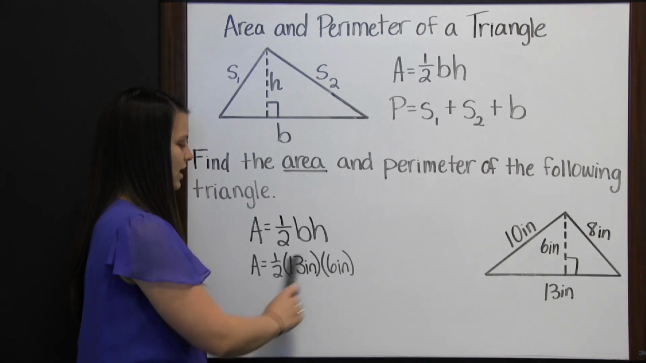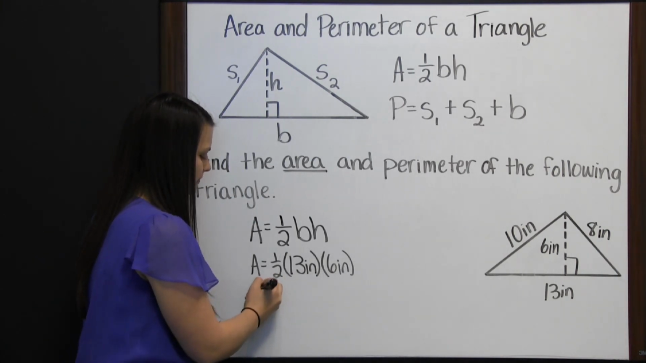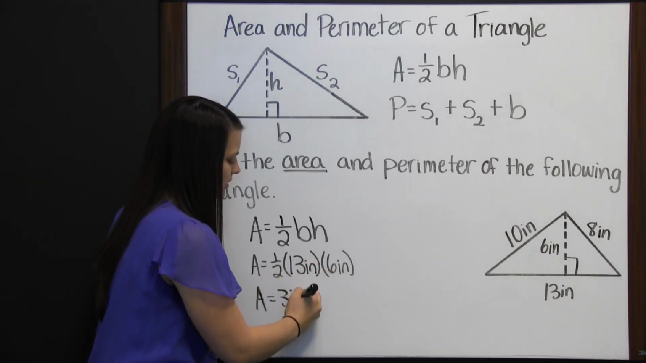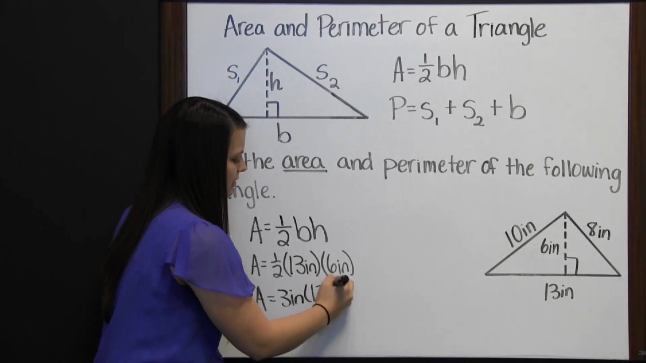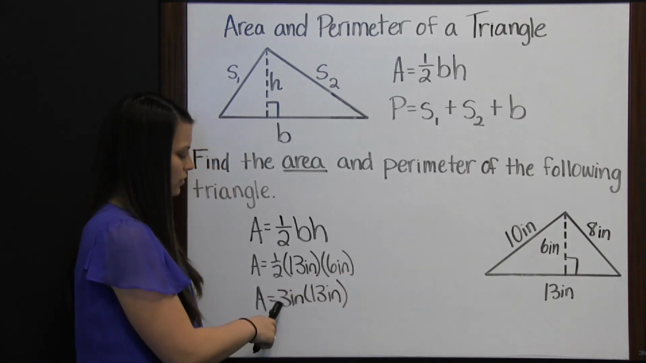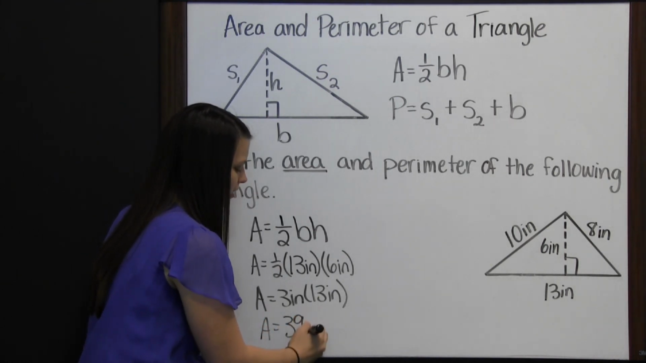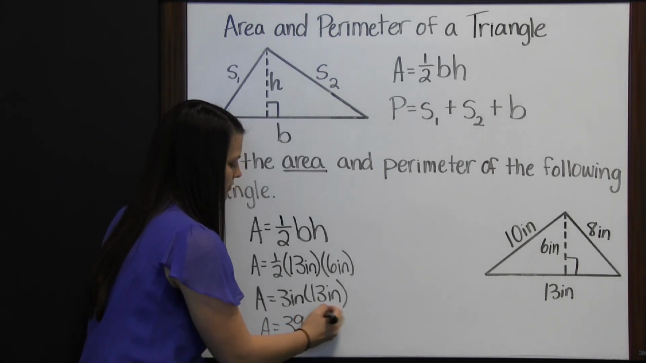So I'm going to start by taking half of 6 inches. Half of 6 inches is 3 inches times 13 inches. 3 inches times 13 inches is 39 inches squared.